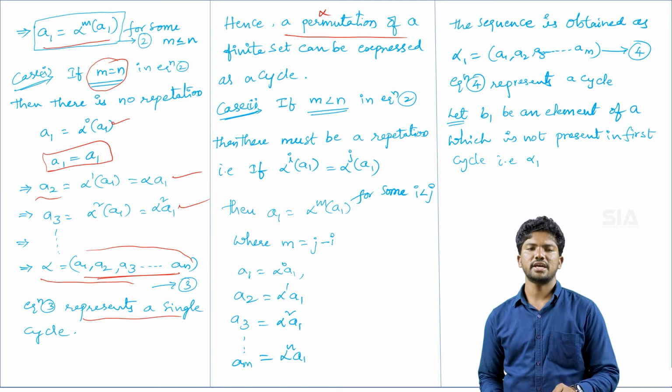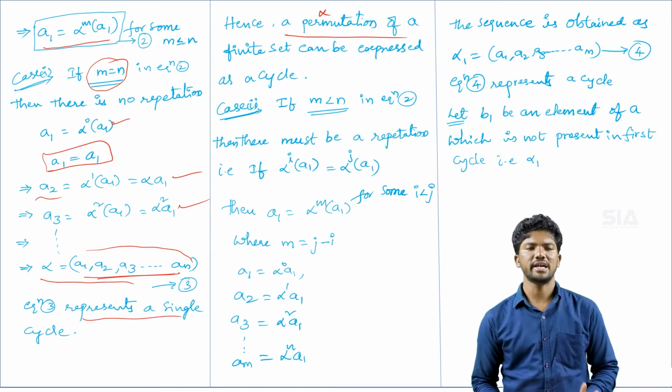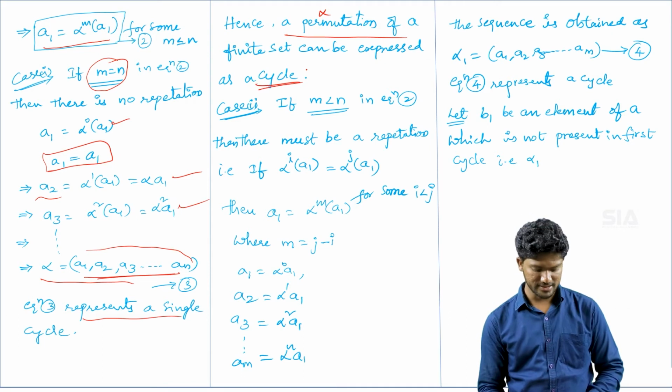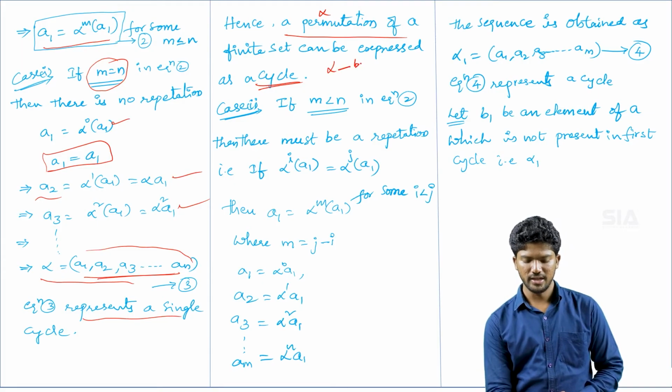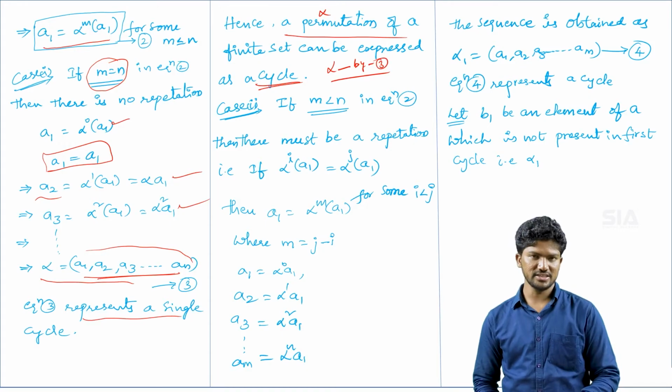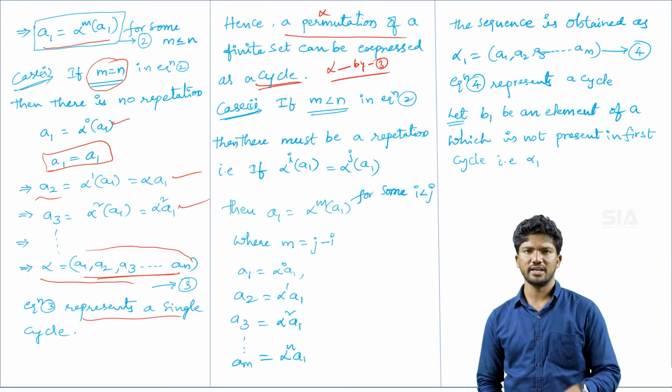Since a permutation of a finite set can be expressed as a cycle, that cycle is equation number 3. Therefore, alpha is expressed by equation number 3. You have to remember that. Next, that is about the case m equal to n, case 1.